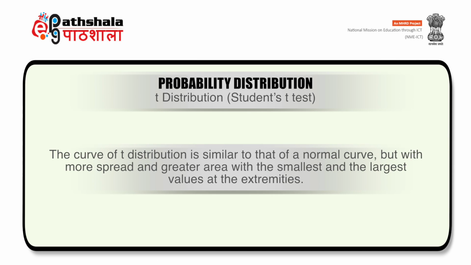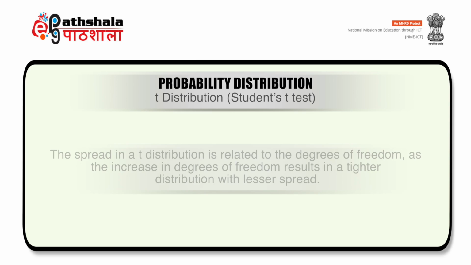The curve of the t distribution is similar to that of a normal curve, but with more spread and greater area, with the smallest and the largest values at the extremities. The spread in a t distribution is related to the degrees of freedom, as an increase in degrees of freedom results in a tighter distribution with lesser spread.